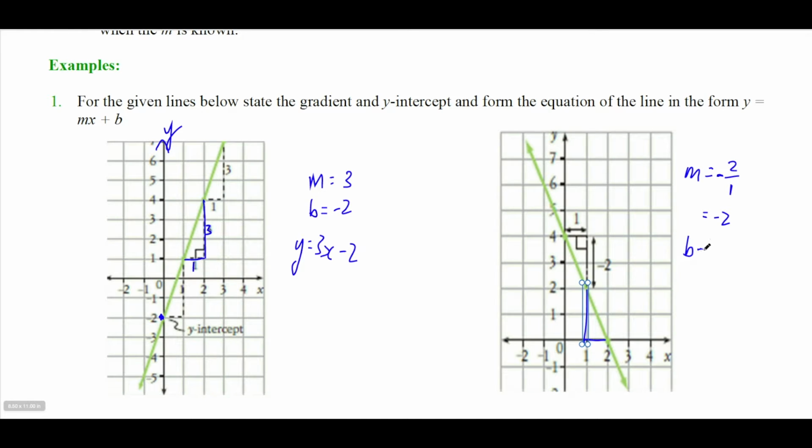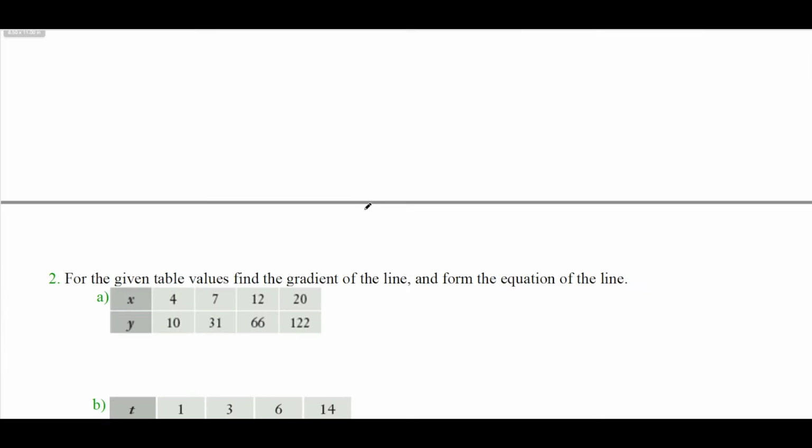The y-intercept is equal to what? The y-intercept is when it crosses the y-axis, which is 4. So then your answer is y equals mx plus b, so y equals minus 2x plus 4, right? This is your equation of the line. Right, so that's pretty straightforward.